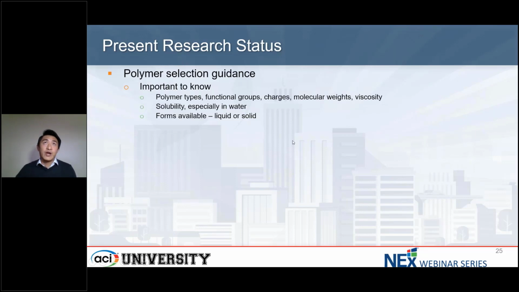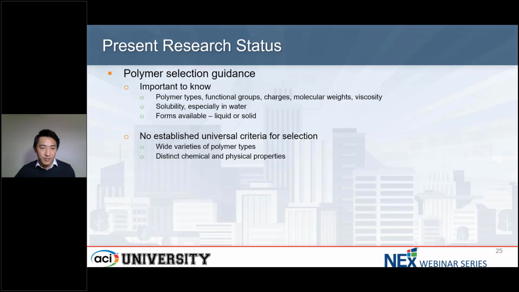As we covered earlier, we have different types of polymers, acrylic acid, among others. It is always important for us to know those types of polymers, what functional groups are available, what charges they have, and what the options are for, for example, different molecular weights, different viscosity, and their solubility. Will they dissolve in water or will they not? And also, are they only in liquid form or in solid form? Because once we have those in mind, it will help us to select the product that we want and eliminate a lot of other things that we don't want.